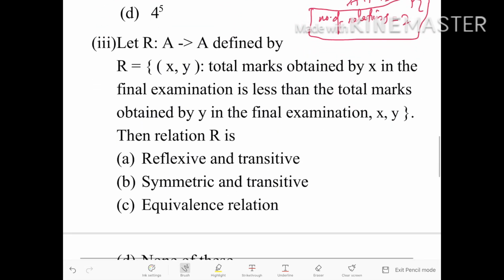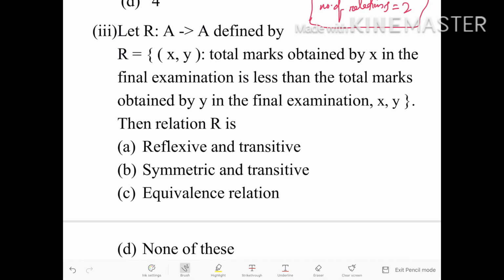Now comes question number 3. Let R be a relation from A to A defined by R equals (x, y) such that the total marks obtained by x in the final examination is less than the total marks obtained by y in the final examination, where x and y both belong to the set A. So R will contain those ordered pairs (x, y) such that the total marks obtained by x should be less than the total marks obtained by y in the final examination.